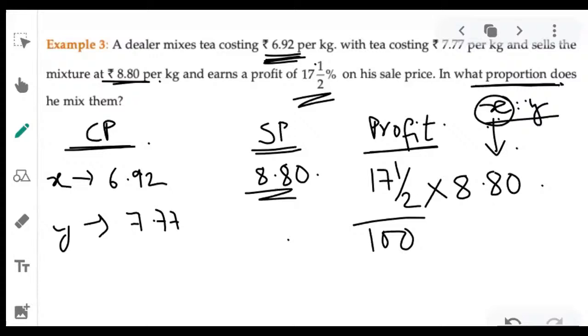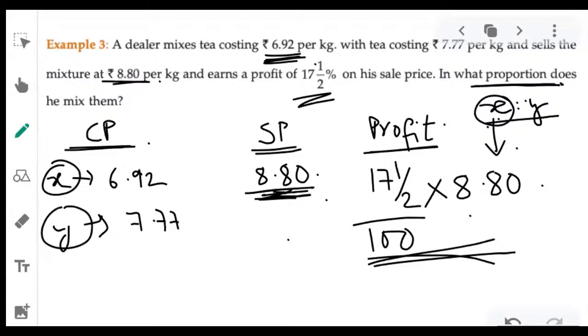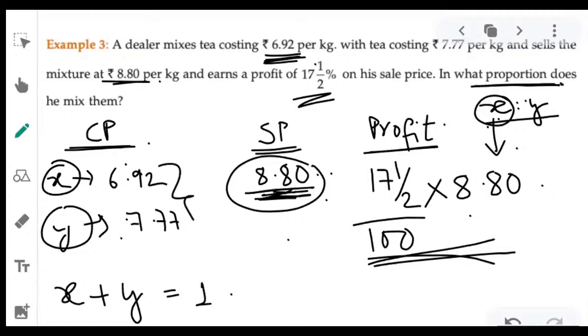Yes, ma'am. So we are doing the whole calculation based on the fact that, let's say, they're purchasing 1 kg, so that we can take all of these as absolute values, right? So if you're selling 1 kg, you'll get 8.80 rupees. For 1 kg, the profit will be 17.5% of 8.80. So x and y will both be less than 1. For 1 kg, if you're adding both of these, x plus y should be equal to 1 kg, right? Because this tea is a mixture of both of these. Does it make sense? Yes, ma'am. Yeah. So this is my first equation.